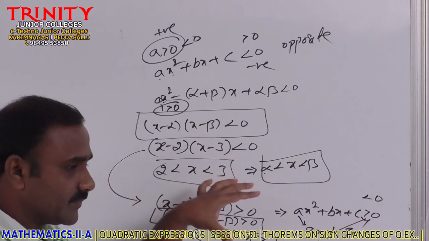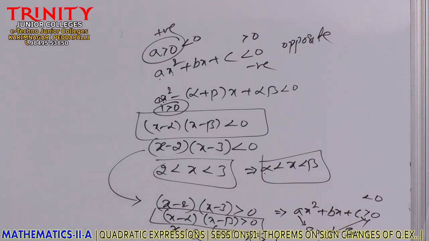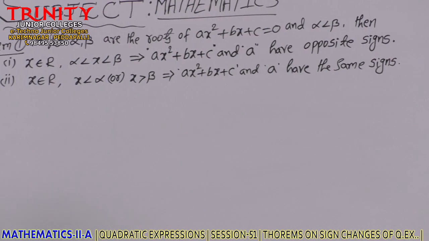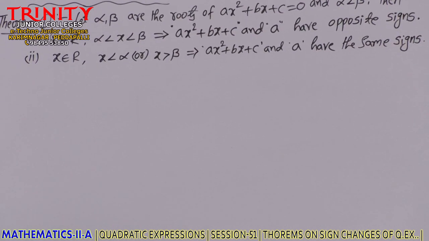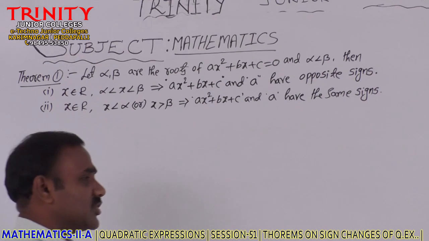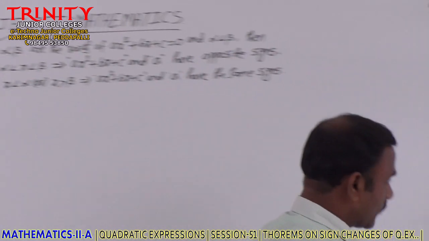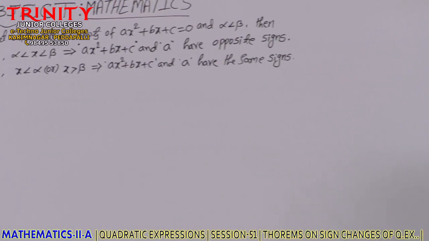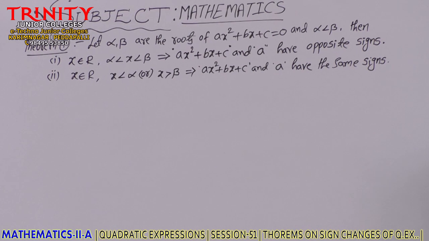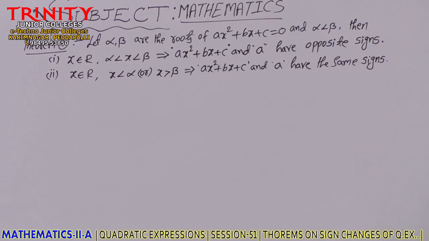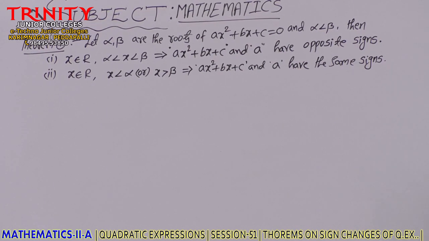For that we will see one theorem here, based on that concept. What is that concept? When the expression and the x square coefficient have opposite signs, x lies between the roots. When the expression and the coefficient of x square have the same sign, x doesn't lie between the roots.